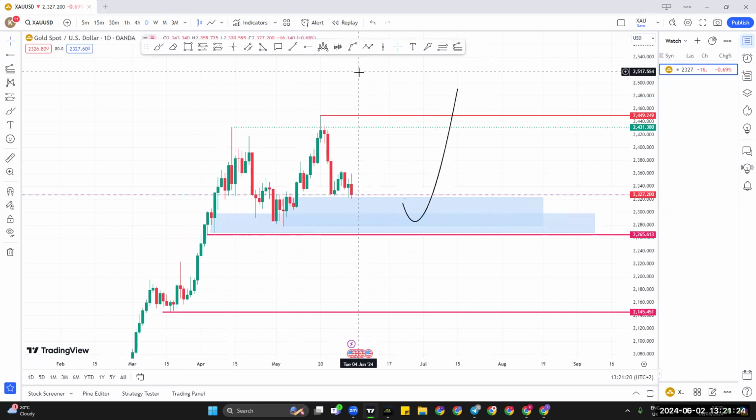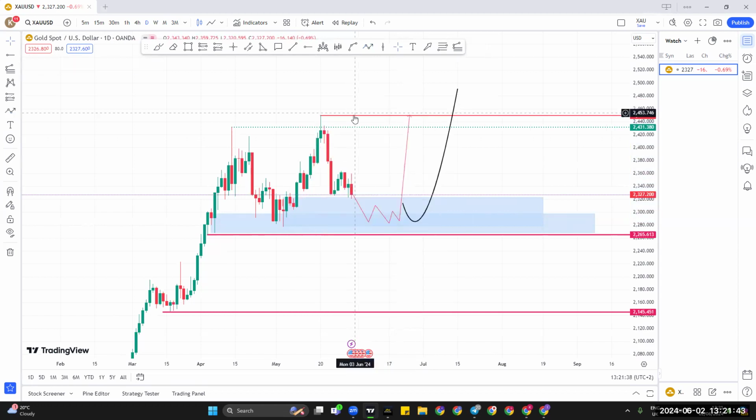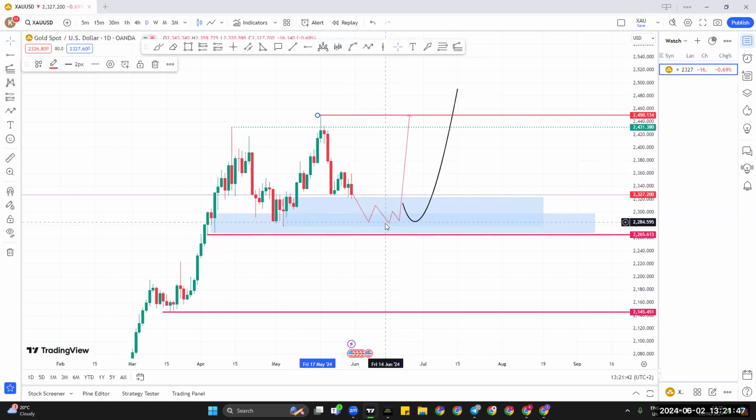So coming into this new week, we're looking for gold to drop into here and then push up. We look to TP at this recent swing high here. That's our TP zone. That's our new TP level because we expect gold to keep going up.